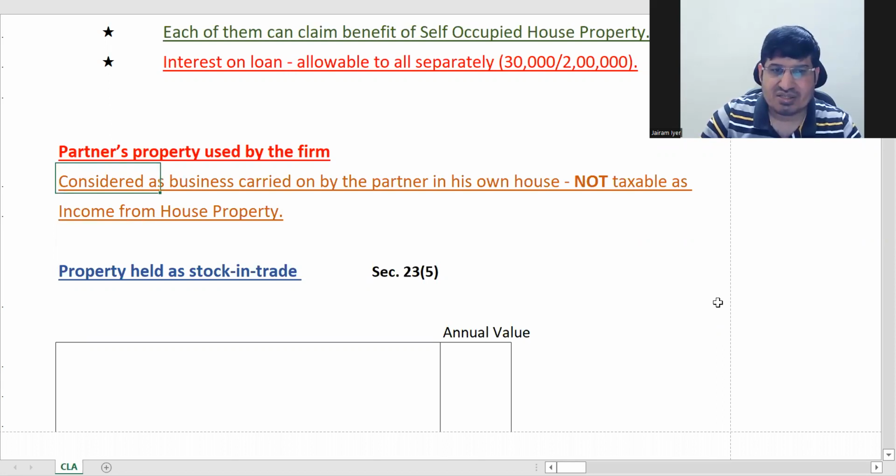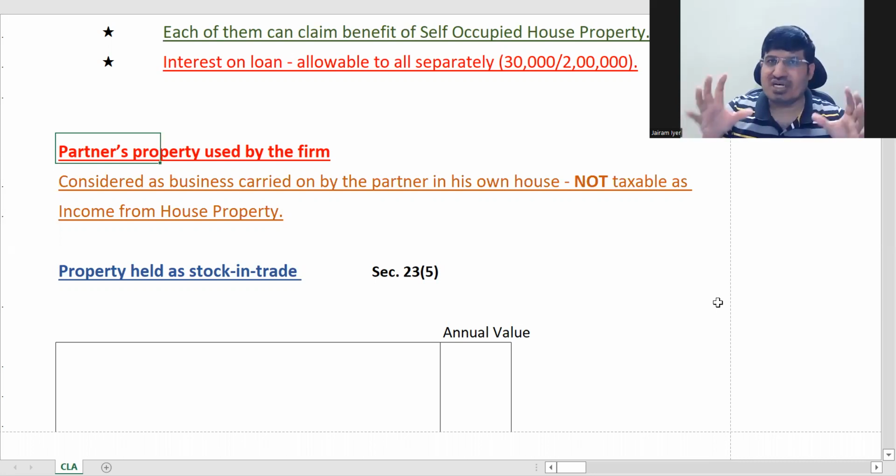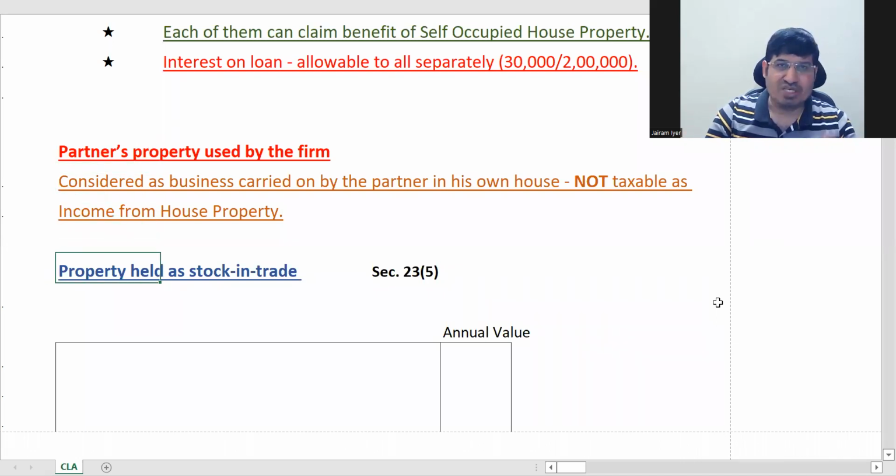This is what normally happens whenever you have a partnership with 3-4 partners. If any one partner has a good property, then they use it as an office or things like that. So that is your partner's property used by the firm. It is seen as if you are doing business in your own house, so it doesn't come under income from house property. It is PGBP. Just remember that much.